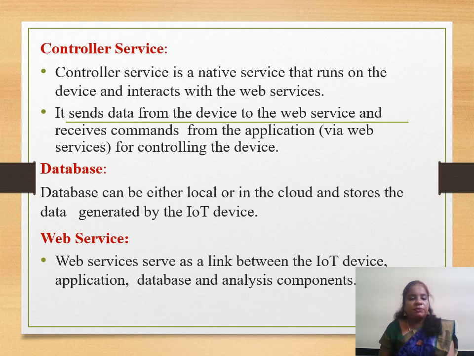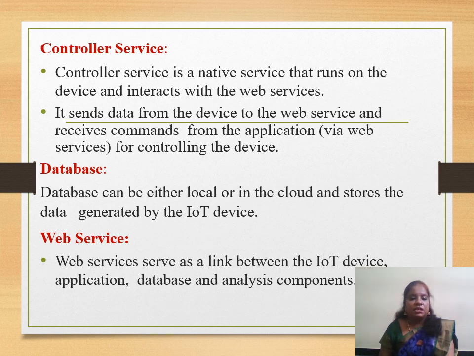The next component is the controller service. It is a service which enables interaction with the web services, and it sends data from the device to the web service and vice versa. Next, a very important component of an IoT system is the database. It can either be local or cloud. The IoT system will sense a lot of information, and it will store it in the database.